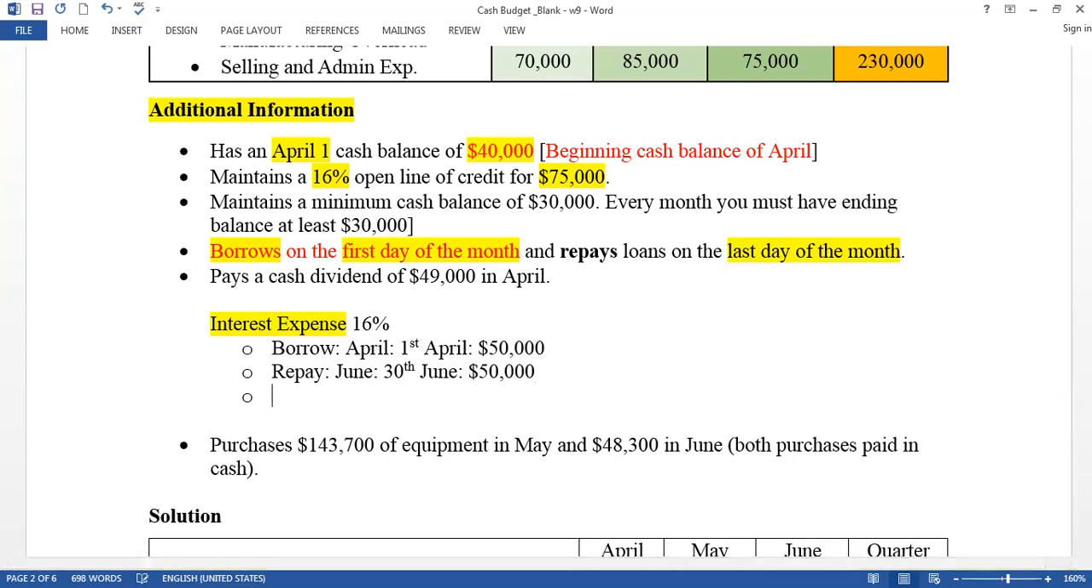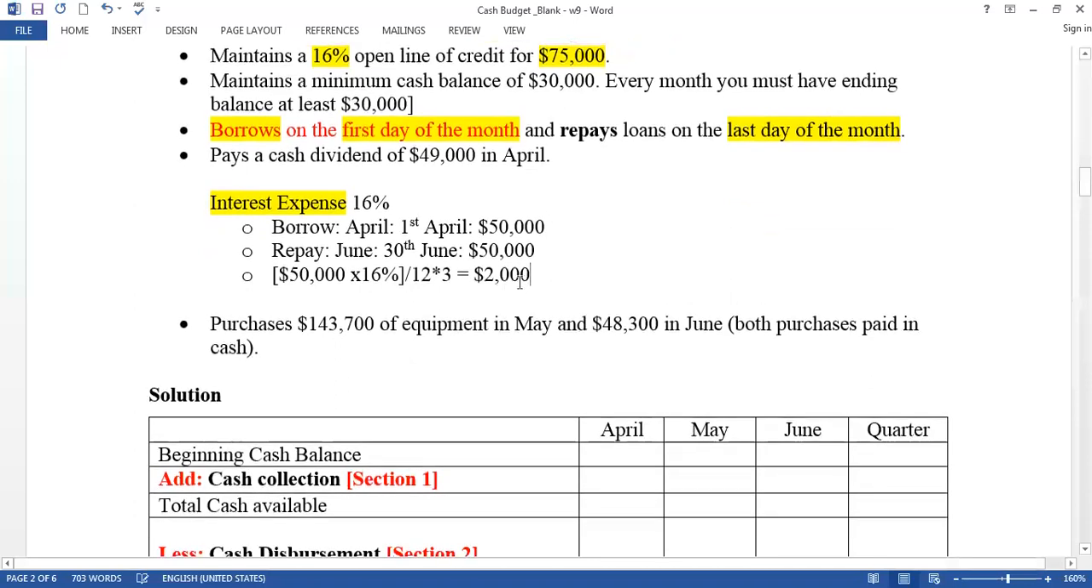Now how to calculate this? I can show you the formula. For example, you borrow $50,000 times 16%, right? And you know that whenever we calculate percentage, it is based on 12 months, right? So we calculate the percentage divided by 12. If you divide it by 12, it means that you are going to get per month interest, right? Now how many months we use this money? 3 months. Equal $2,000.